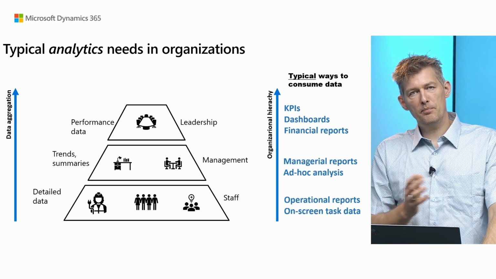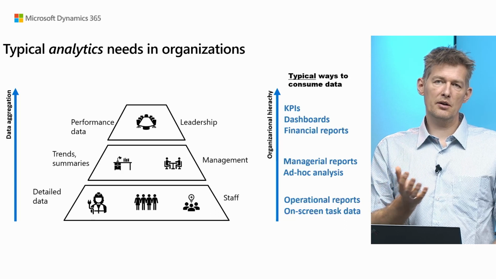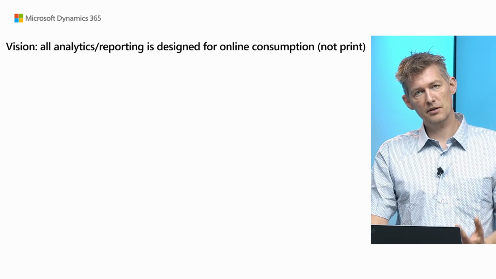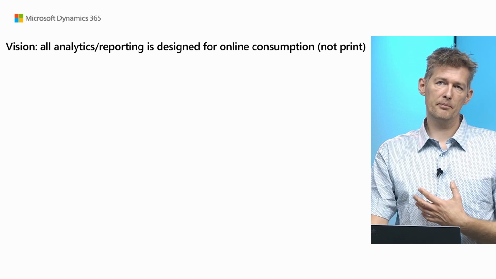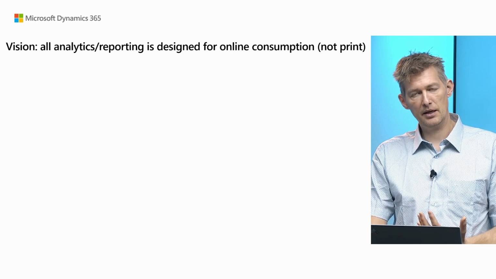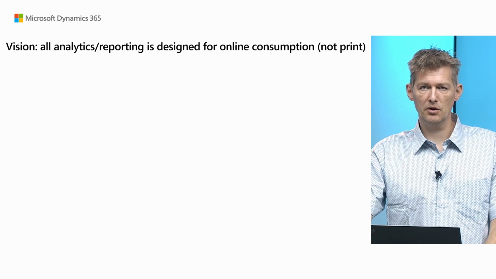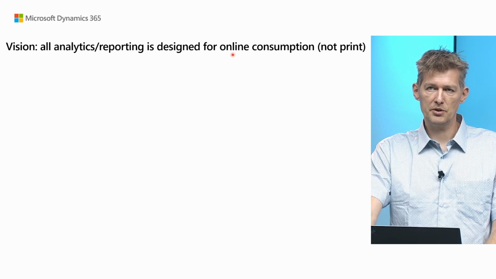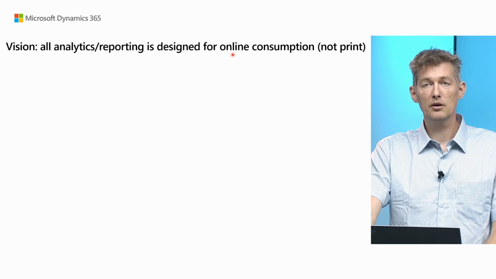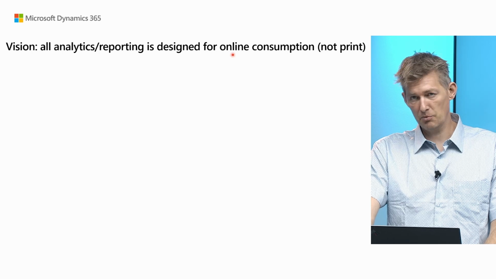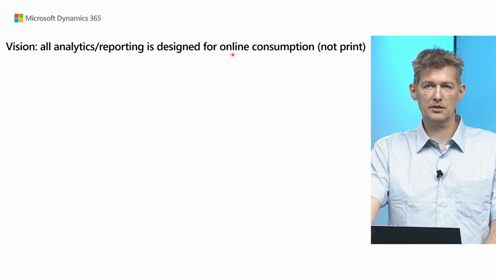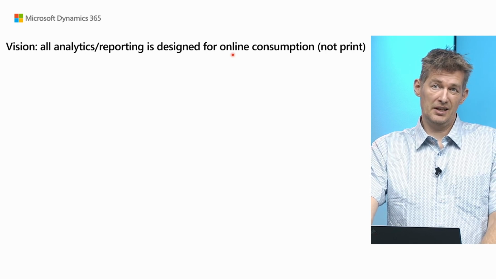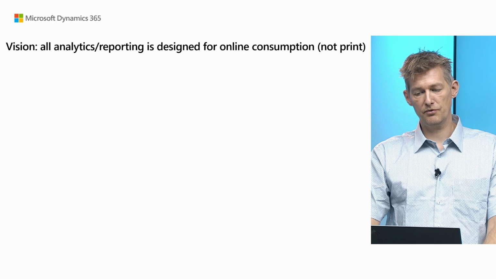So we worked with this definition of different tools for different needs to build a vision for analytics and reporting. And the main thing in this vision for Business Central is that analytics is built for online consumption, not for print. Remember again, this is not document reporting, this is analytics or analytical reporting. So online consumption is the way we want to move things forward.